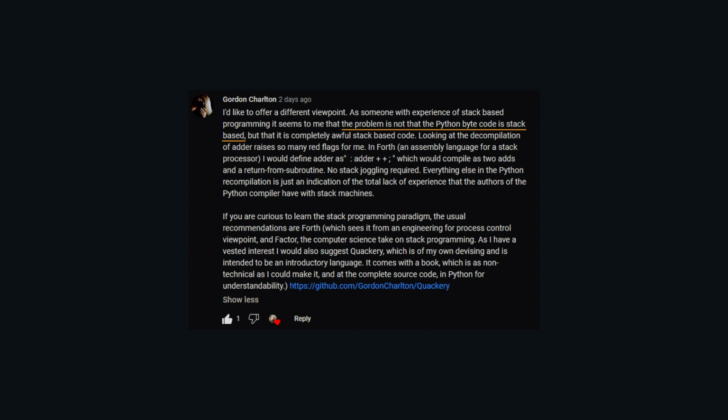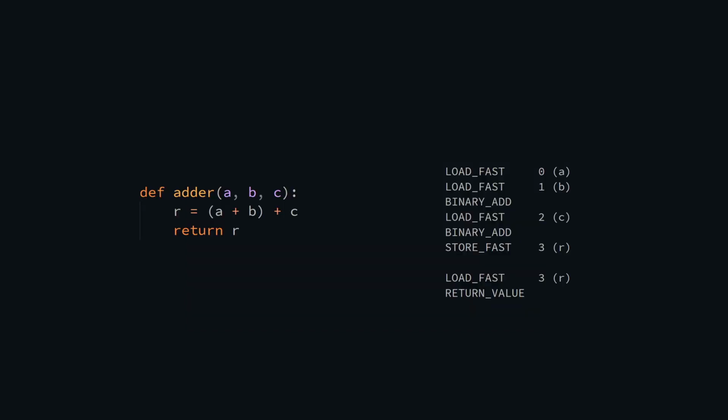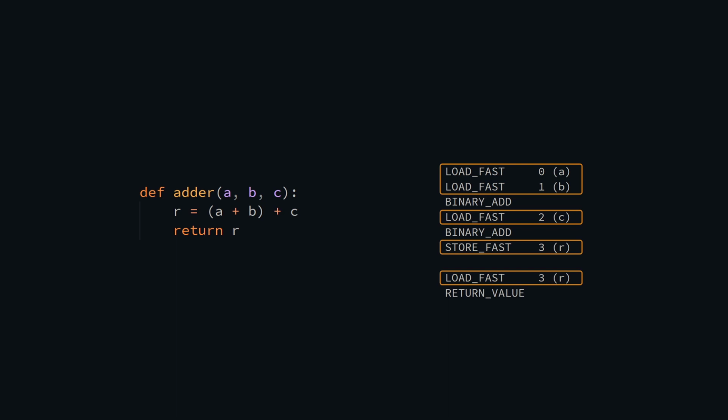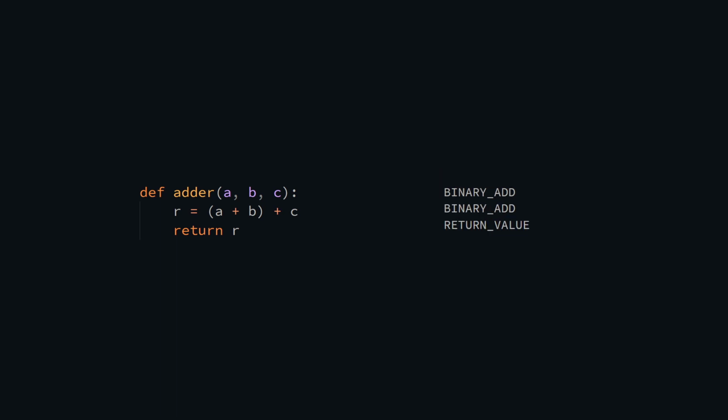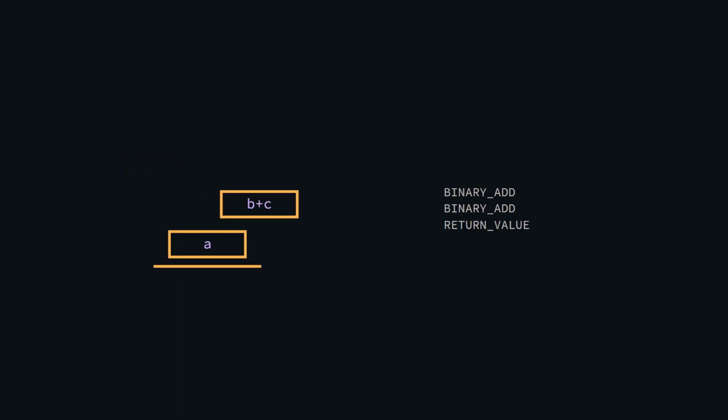He suggested that the problem may not be that the Python bytecode is stack-based, but that it is completely awful stack-based code. Here's the adder function from the video again. Gordon explained that all of these loads and stores weren't actually necessary. The bytecode could have just been add, add, return. And this got me wondering, how far could optimizing the code push a stack VM's performance?